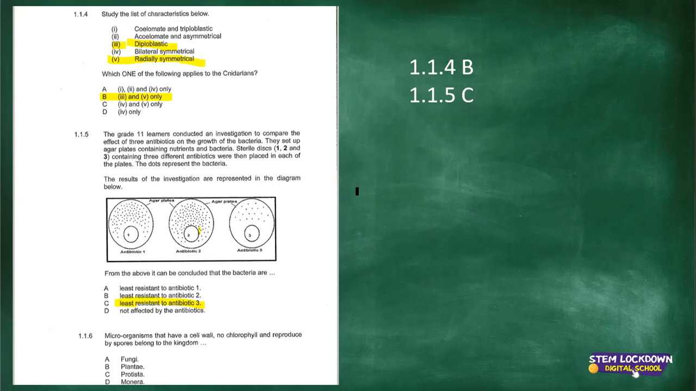Okay. Those ones are A, which is the fungi. Fungi has a cell wall. It has no chlorophyll and it reproduces by spores. It belongs to the kingdom of fungi.